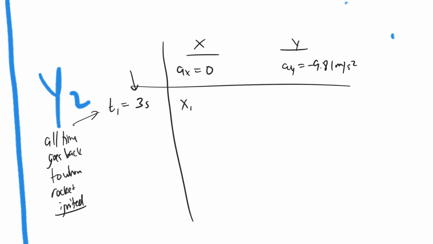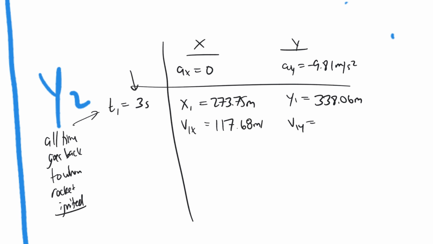So we know from everything that we just did, what do we call this? V1x and V1y. We just solved for all these values using trig. So x1 is going to be 273.75 meters. Y1 is going to be 338.06 meters. Vx1 is 117.68 meters per second, and vy1, excuse me, is 145.33 meters per second. Okay, cool.